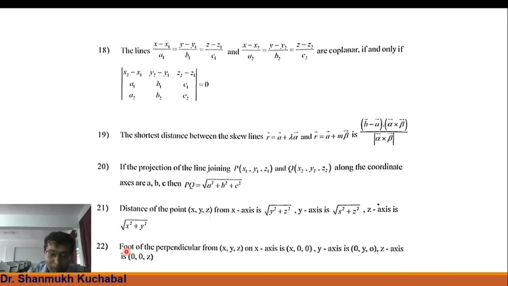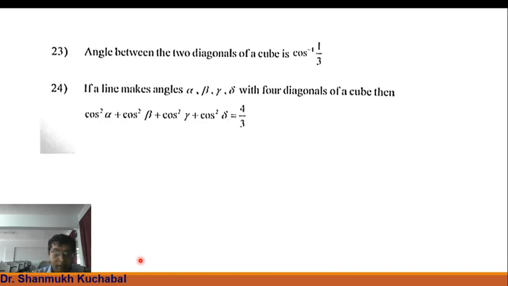Now the foot of the perpendicular from (x, y, z) on the x-axis: we represent the x coordinate and take the remaining as 0. Along the y-axis it is (0, y, 0), and along the z-axis it is (0, 0, z). Very simple. You can remember these things.